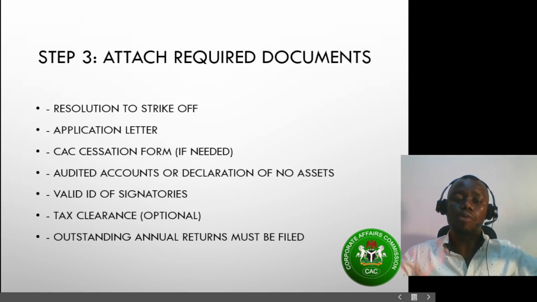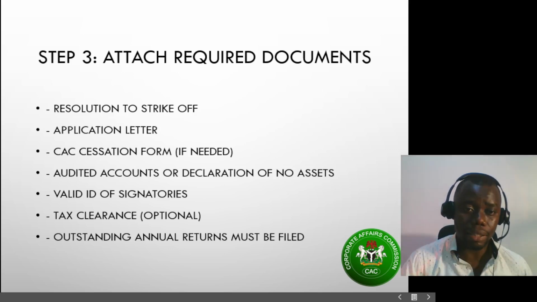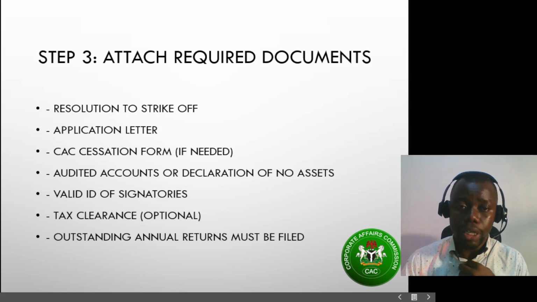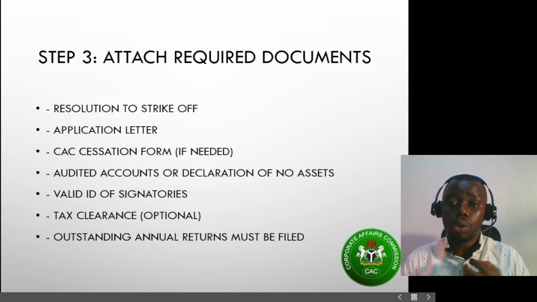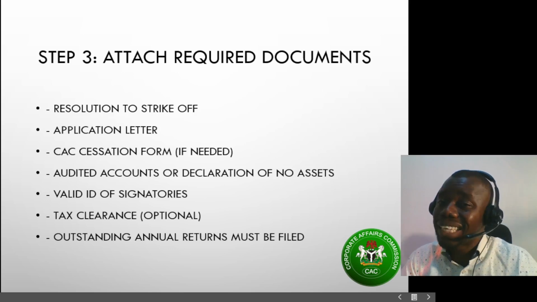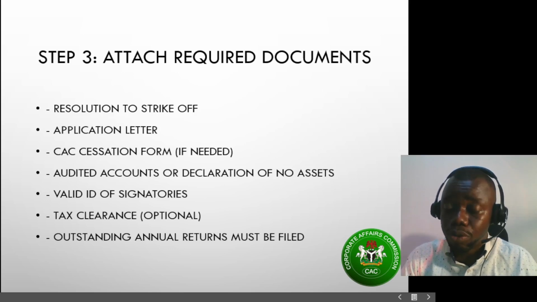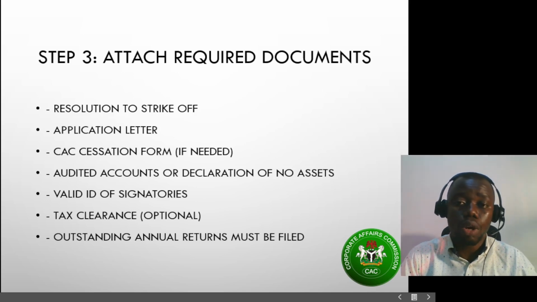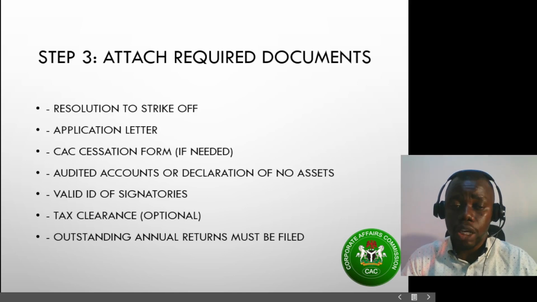So that means for you not to have any asset, there must be a backing to that particular claim, right? So we'll get your audited account, you check through your bank account, it will be audited, and we'll see that, oh, this business has nothing in it and it's ready for strike off. Or you declare the asset of the company, right? You must also submit valid signatures of the company, and the tax clearance of the company, optional, right?